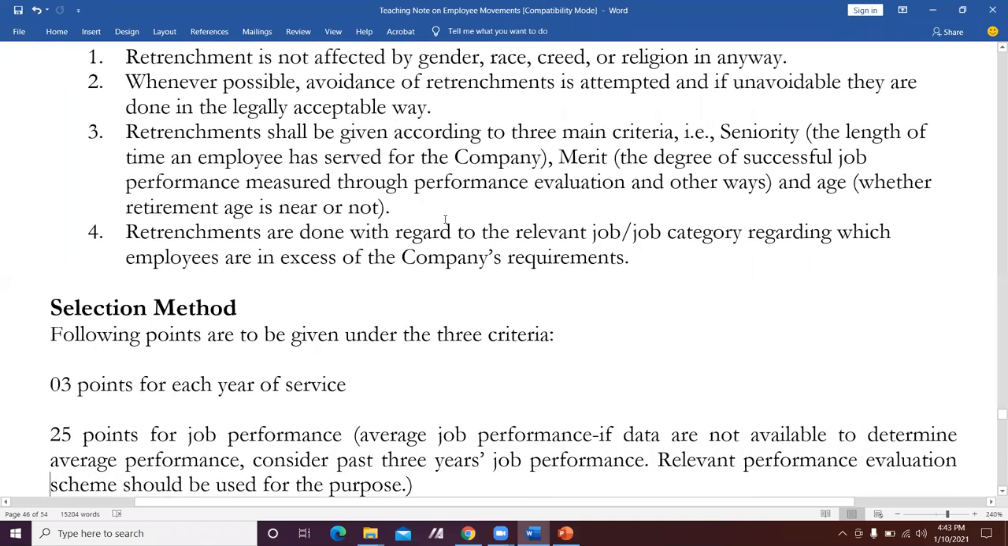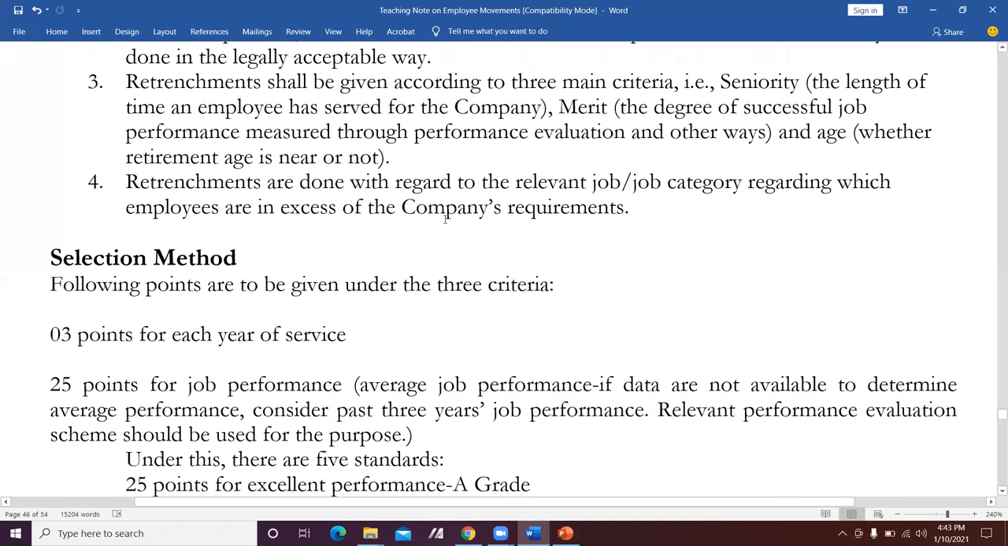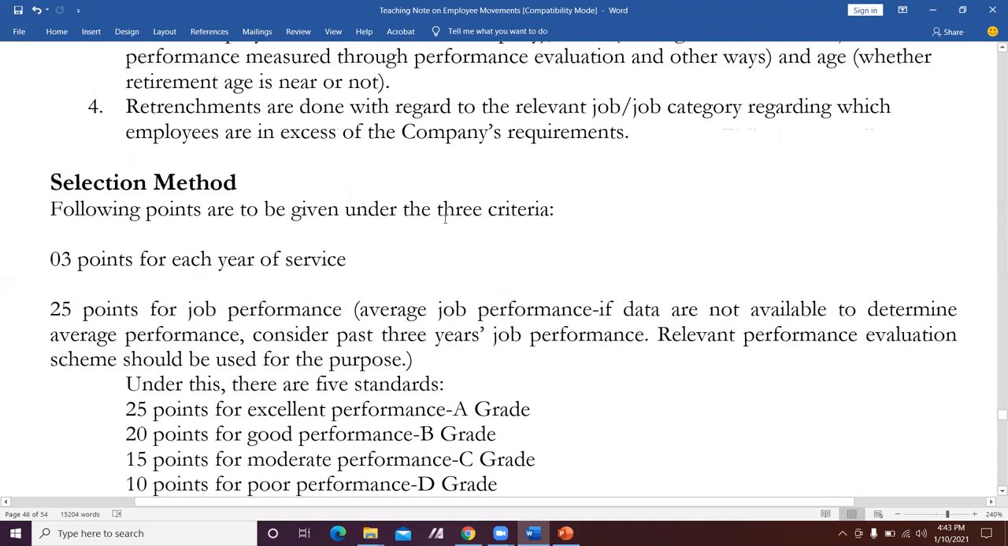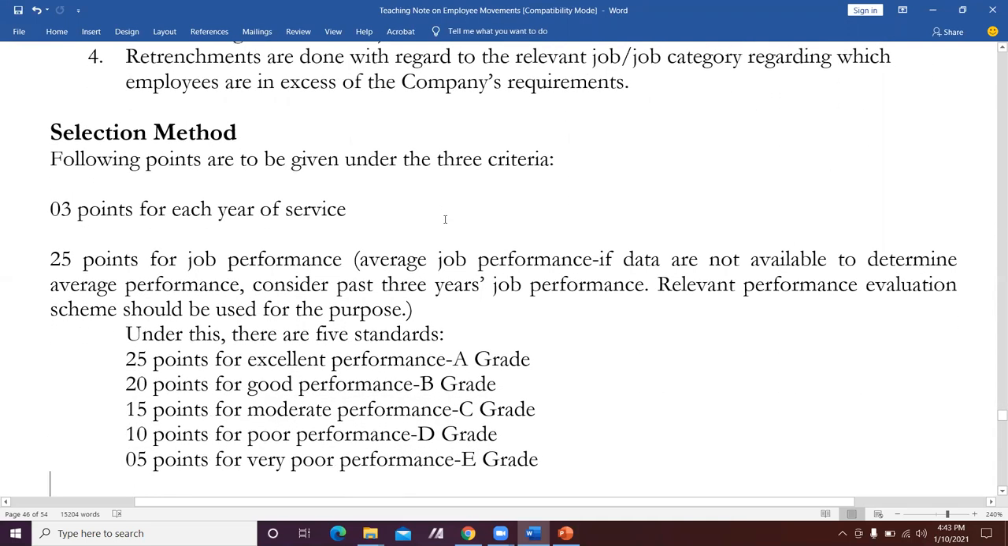Selection method. The following points are to be given under the three criteria. Three criteria were considered as far as this example is concerned, at the time of writing it. The three criteria came to my mind. One is the year of service: each year of service, in other words, seniority.